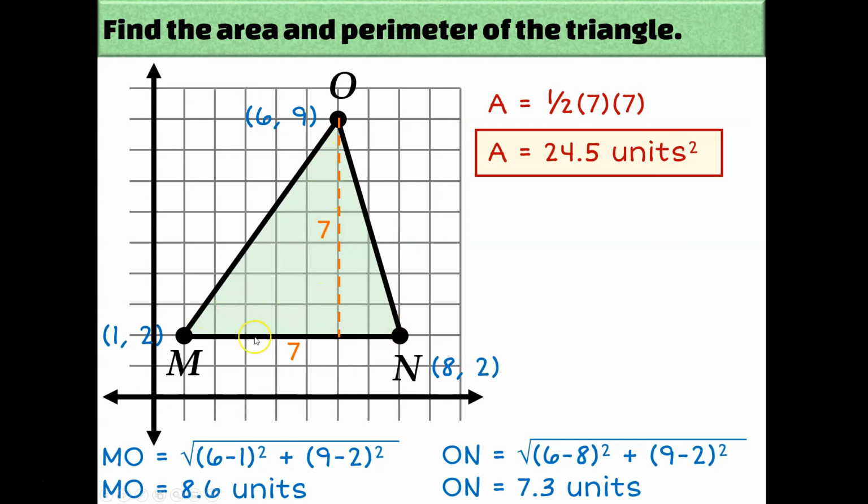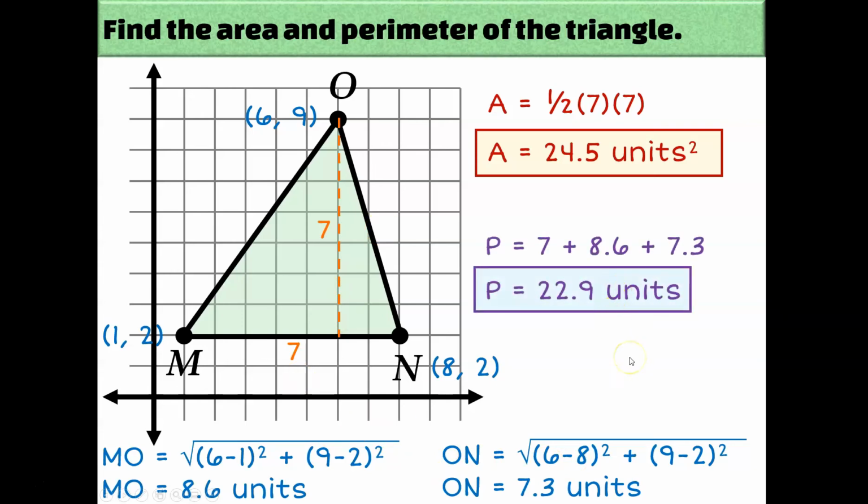So you could say 7 squared plus 5 squared equals MO squared, and 7 squared plus 2 squared equals ON squared. And those will get you the exact same answer as the distance formula. Either way you cut it, you're going to find out that the perimeter is about 22.9 units.